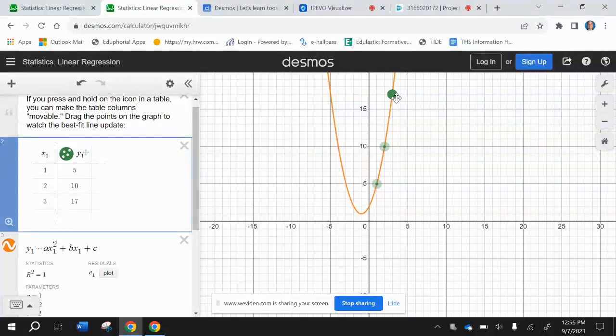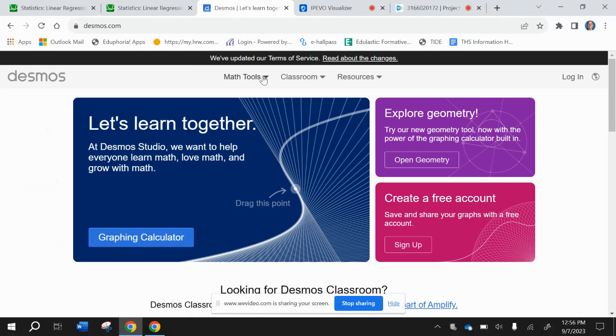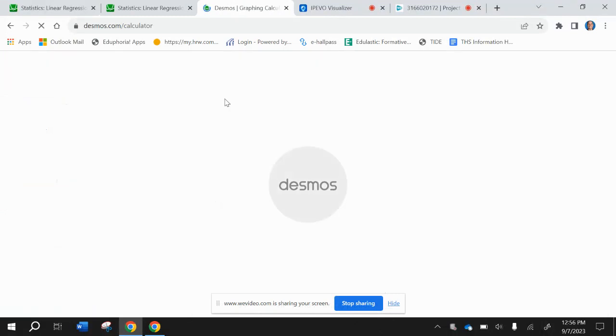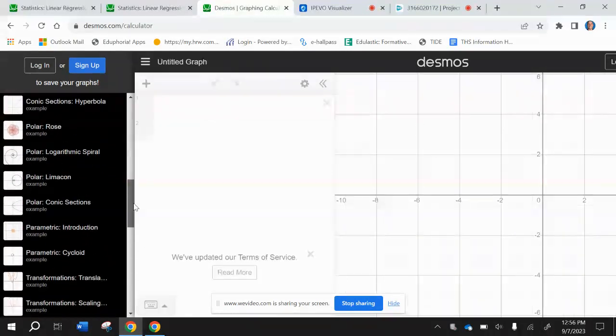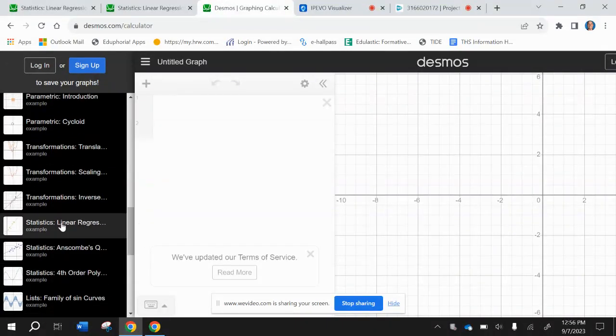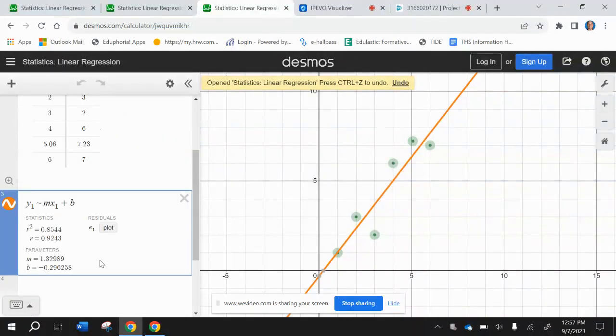Now you can see here that the points match the graph exactly. The r squared equals 1, which means it's a perfect match. So we're saying that this is a quadratic regression. But let's take a look at exponential just to be sure. So now let's go to graphing calculator. Statistics, linear regression. We want to change the linear to exponential.